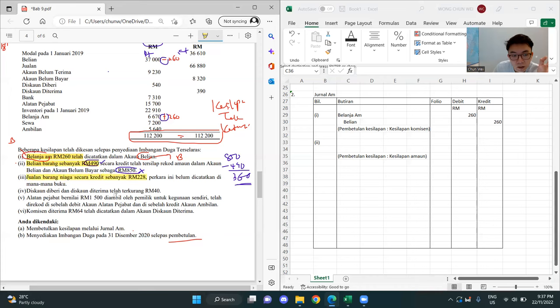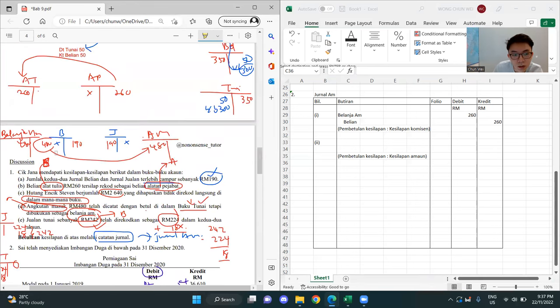This one delivery dan the kurang this 40 they should have given you lah. Okay, and then you see the last one, commission determinant 64 ringgit. This is the correct one. Tapi dia telah dicatat dalam account discount diterima. So this is the wrong one. So I have to take it in the front. Okay. So you can see that all the ones in the front are usually the correct one. You see B. Benda alat tulis 260.